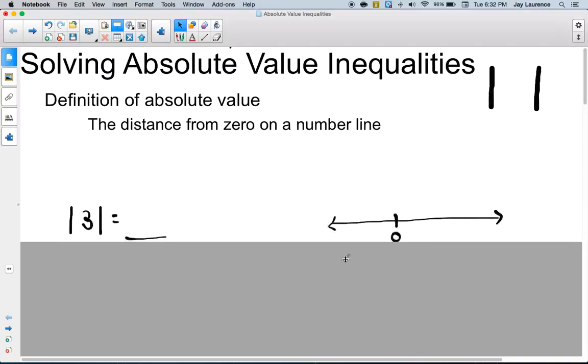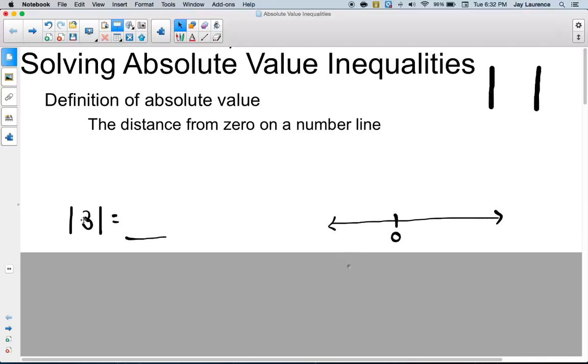So, for example, if I want to know the absolute value of 3, you see this? This is not a 131. This is the absolute value of 3. My 3 looks kind of strange. Let me rewrite it. Sorry about that. This is the absolute value of 3. Okay? I'm asking you how many spaces on a number line is 3 away from 0.